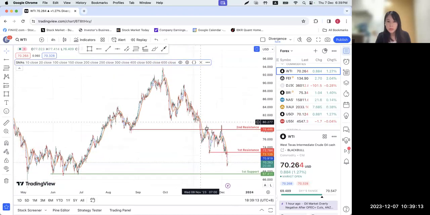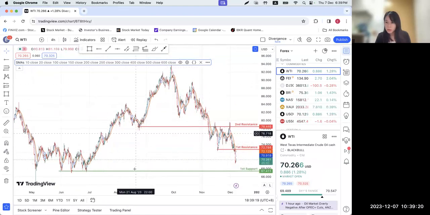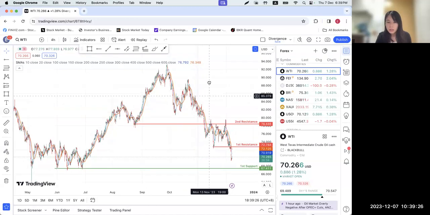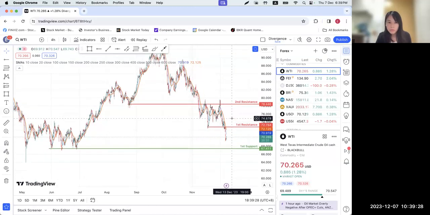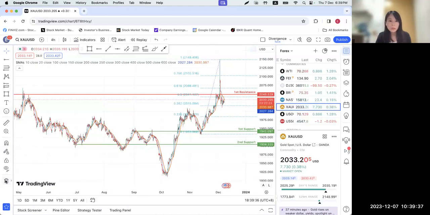So on the shorter time frame, okay, I'm not able to draw the support, I mean the Fibonacci area here. It's okay. So you can see that oil is on a downtrend. Okay, let's look at gold.